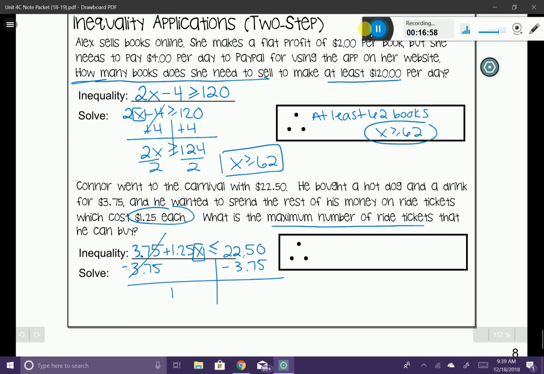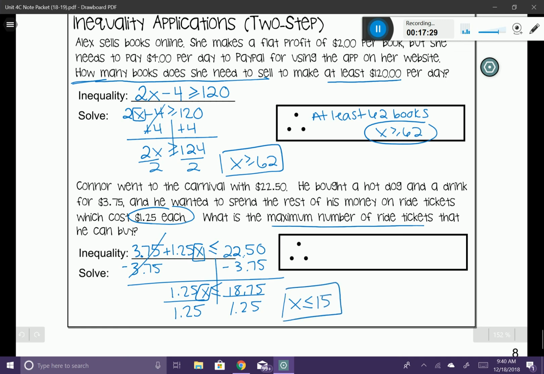That's going to leave me with $1.25 x is less than or equal to... Feel free to use your calculator at this time. And I'm going to finish it off by dividing both sides by $1.25 to solve for that variable. All right, that's going to leave us with x is less than or equal to 15.